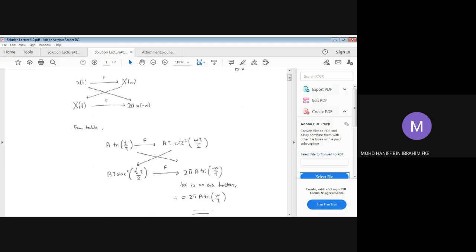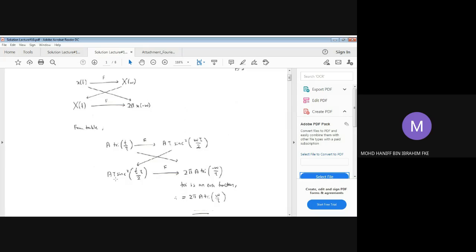So in that case, this is from the table, which states that if we have a triangular t over tau, I take this straight away from the table. So if we transform it, it will give us tau sin squared omega tau divided by 2. By applying duality, you can then write these terms in the time domain by simply changing omega to t.